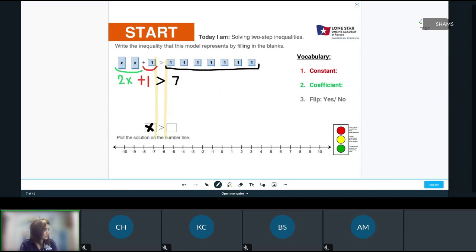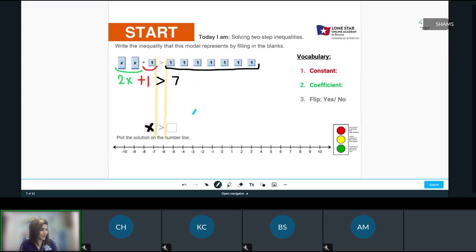Now we just got to solve it. There are only 2 steps to solve it. Step 1 says get rid of the constant. Can you guys tell me what is the constant? Is 2 the constant or is 1 the constant?